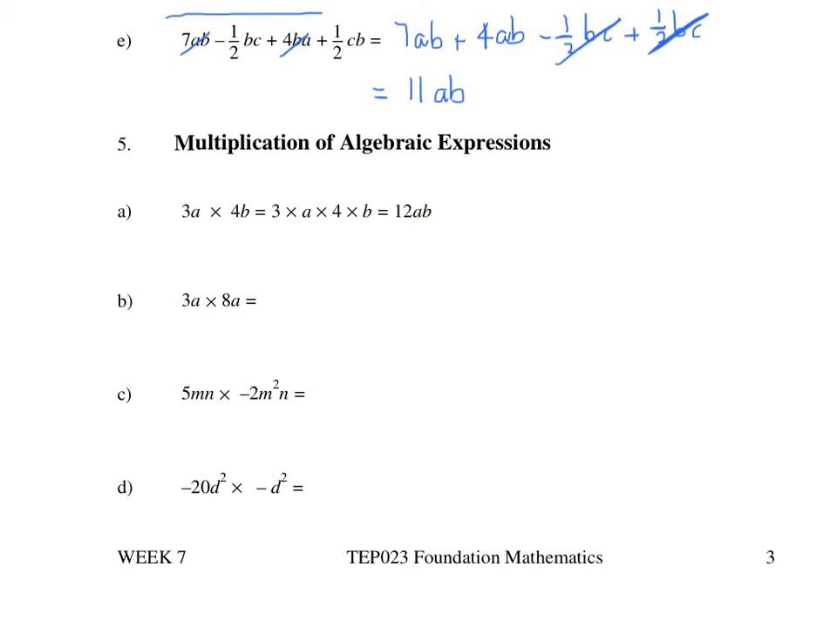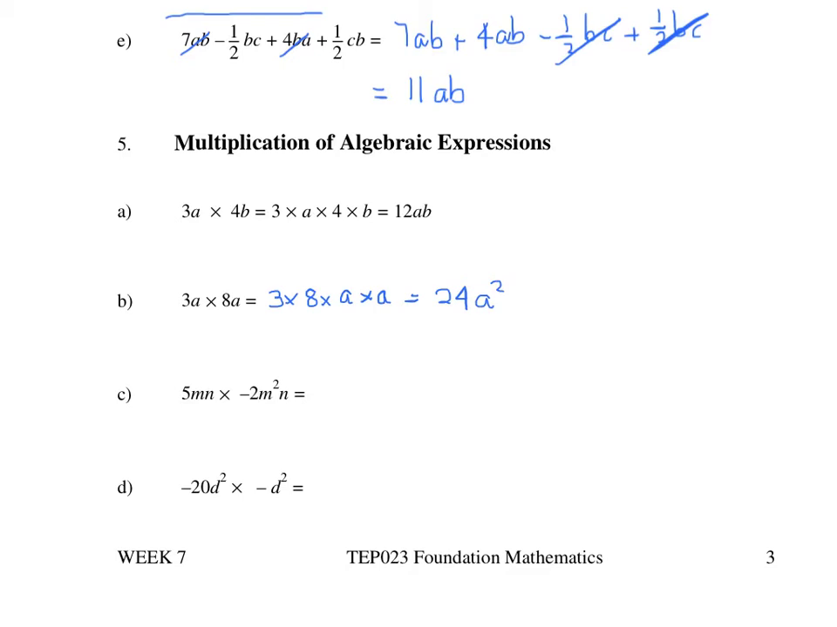So for the next one, it is 3 times 8 times A times A. Again, remember it doesn't matter which order you multiply in. It's now 24. 3 times 8 is 24. A times A is A squared.